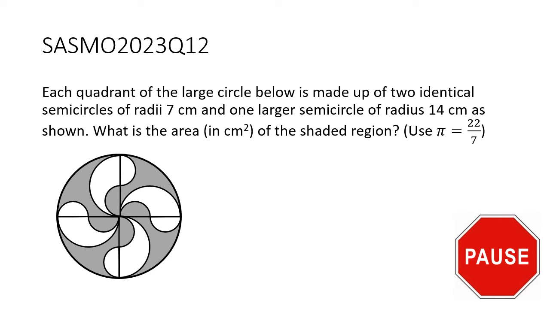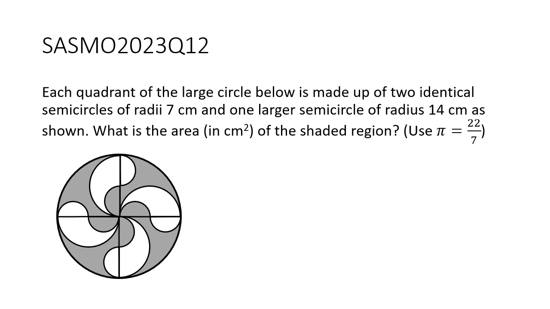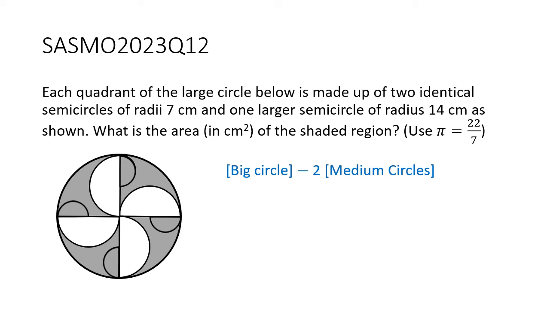Pause the video here and give this question a good try. So notice that we can make some shifts. We can shift this small little circle and fill up this little gap, and same for the other 3 little semicircles. So what we'll get is actually 1 big circle minus away 2 medium white circles.